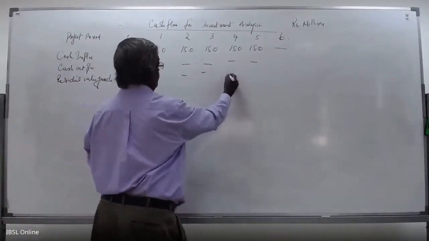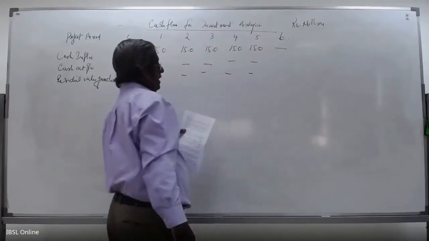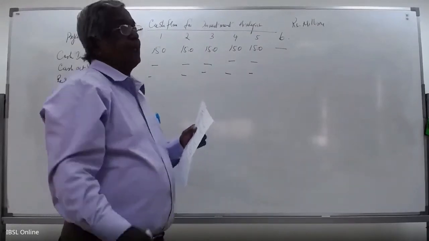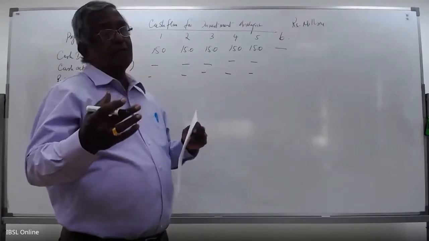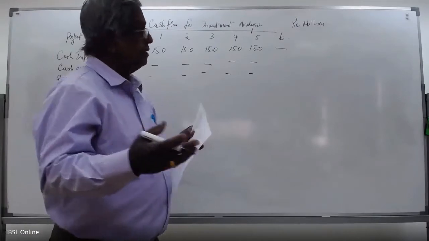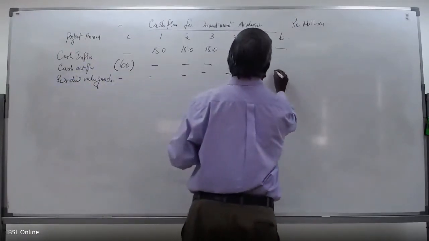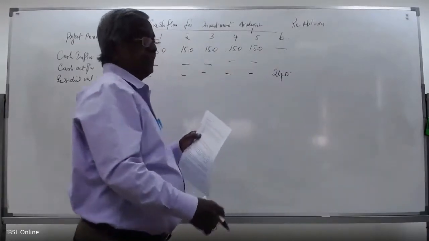Cash inflow. This is after the 5th year, because the machinery still has to work till the 31st of December to get the income. Then only the machinery can be disposed. So 24 million is coming after the 5th year.